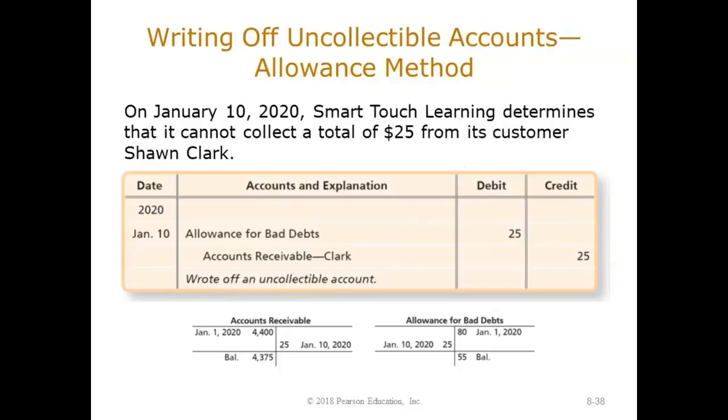In this case, Smart Touch determined that it cannot collect an account of $25 from its customer, Sean Clark. So we're going to make a debit for the allowance for bad debts, and then we'll make a credit to accounts receivable Clark for $25. So in this case, we've written off the account. Once we write off the account, this is when we make the credit to accounts receivable. Other than that, with bad debt and also with the allowance for bad debts, normally that's going to go through the allowance for bad debt account.